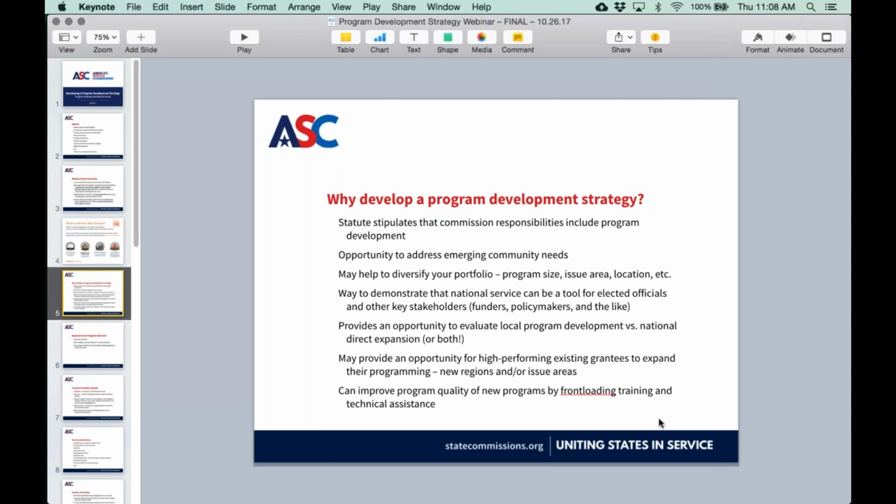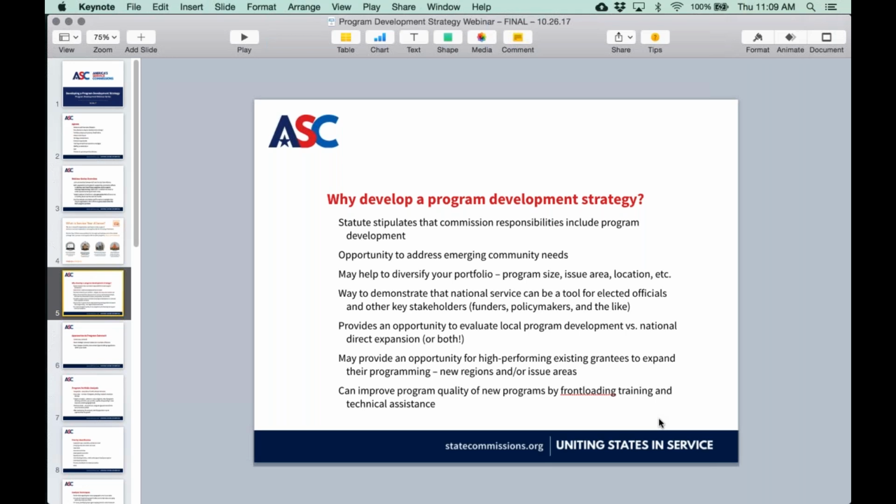Also, it is an opportunity for you to address emerging community needs. We know that there are consistent needs around the country and in each of your states, whether in education, health, et cetera. But we also recognize that there often are emerging needs that we could address with service programs. Another reason to think about a strategy is it may help to diversify your portfolio. It's not uncommon for a commission to have a number of programs that are of the same size, are dealing with the same issue, and are all located in the same area. This is an opportunity for you to take a step back, look at your portfolio, and figure out how you might be able to diversify it.